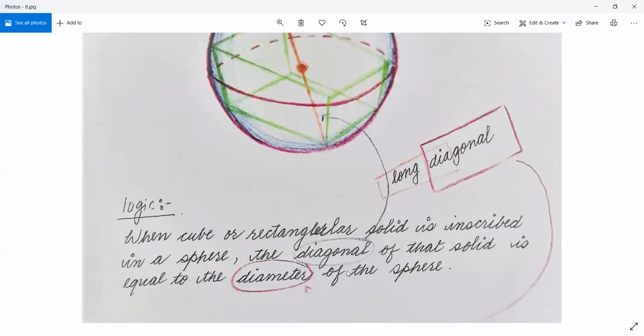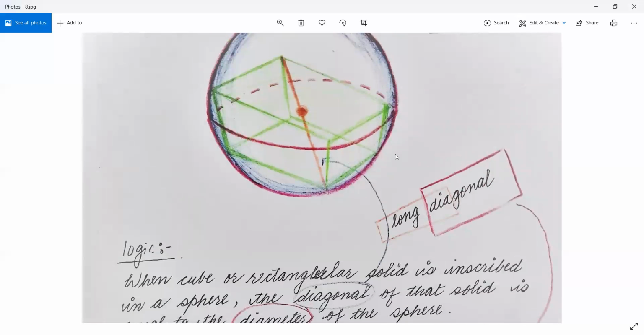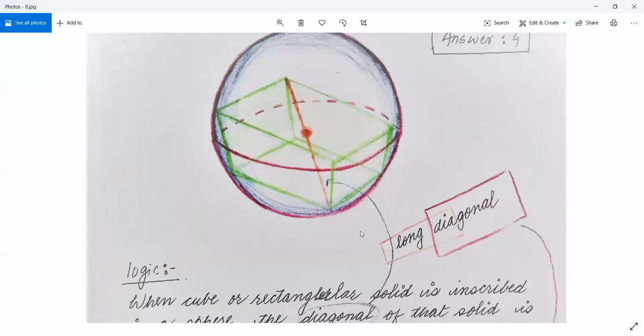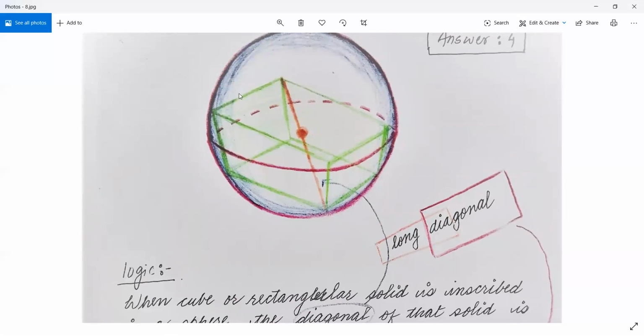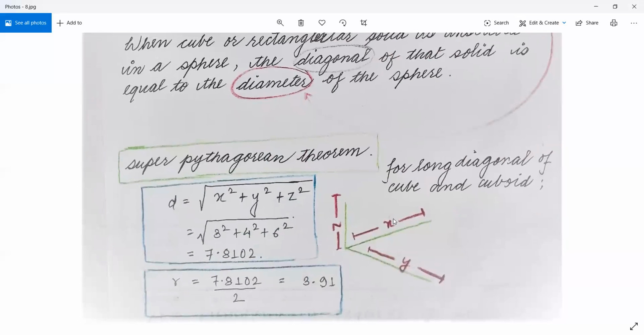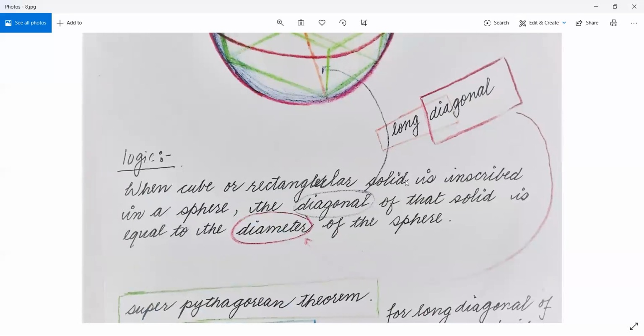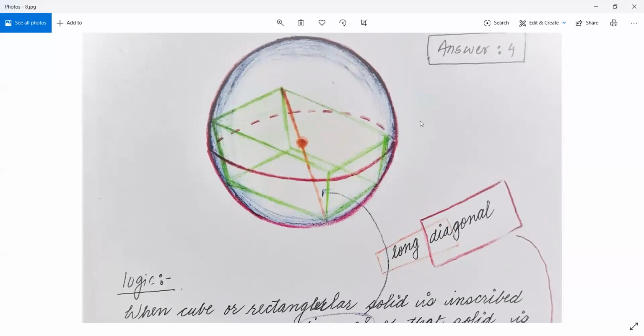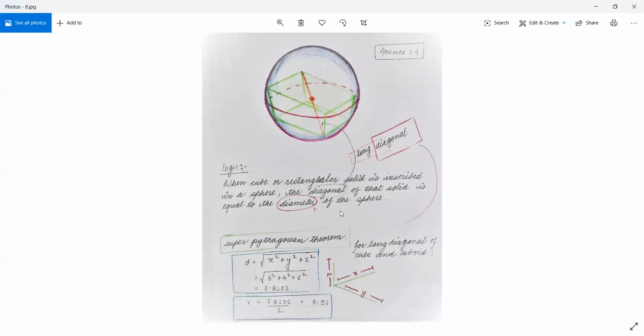So the question has not asked for the diagonal, right? Sorry, not the diameter, but it has asked for the radius of the sphere. So when you divide the diameter by 2, because twice the radius will yield you the diameter, the value will appear as 3.91, and this is the radius of the sphere, right?